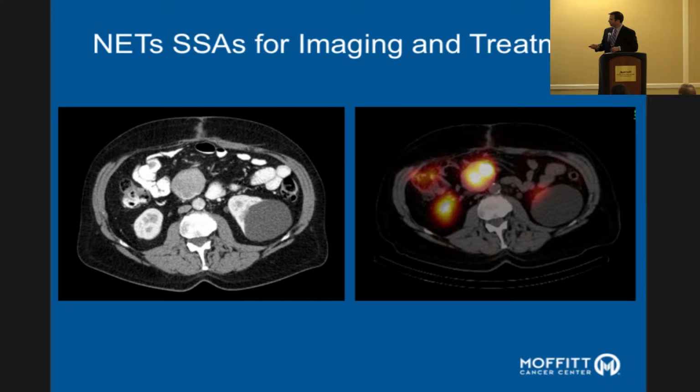This is a conventional CT scan. By now everybody kind of knows what these look like. This is a patient with a small bowel carcinoid or a small bowel neuroendocrine tumor, and this is a very, very common site of metastatic disease.